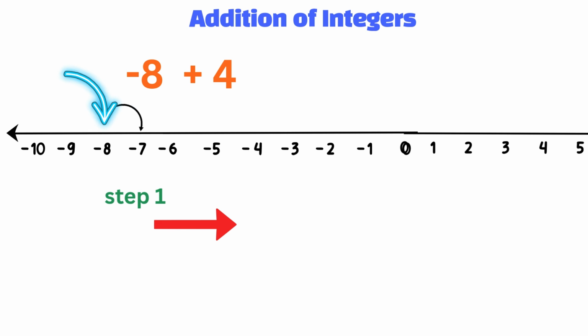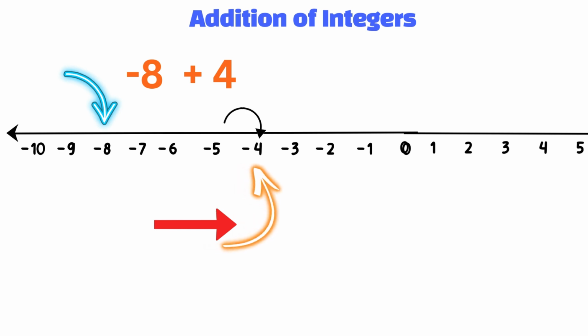Step 1. From negative 8 to negative 7. Step 2. From negative 7 to negative 6. Step 3. From negative 6 to negative 5. Step 4. From negative 5 to negative 4. Yay! We landed on minus 4.